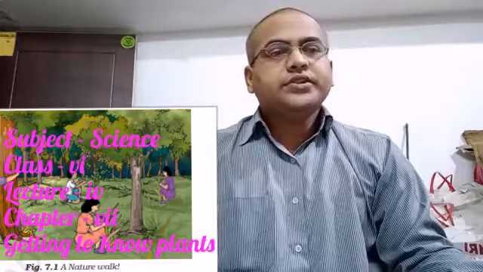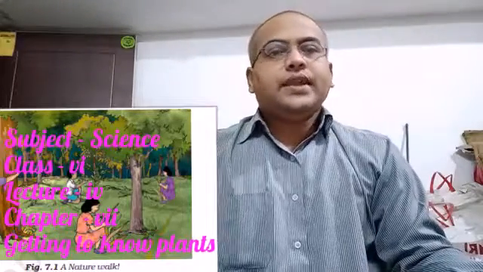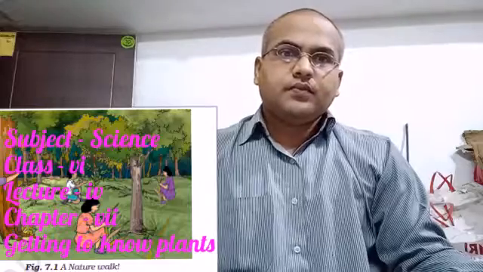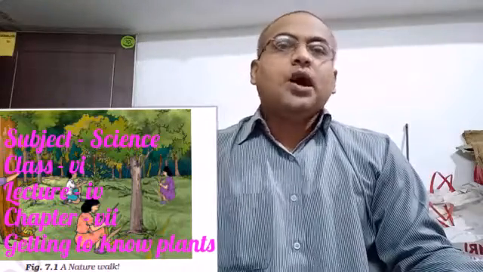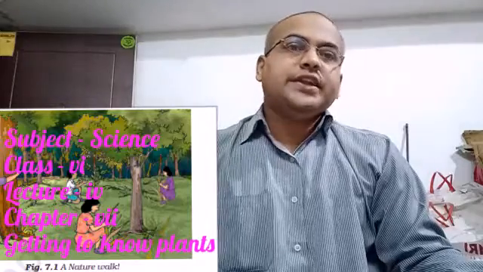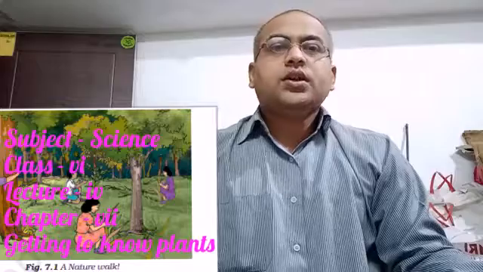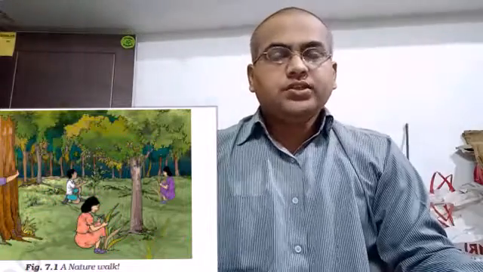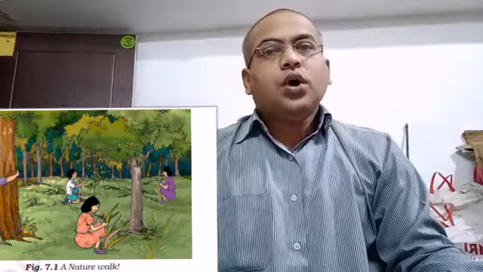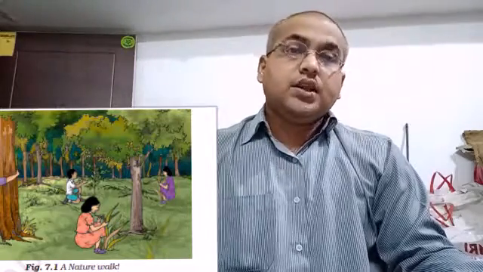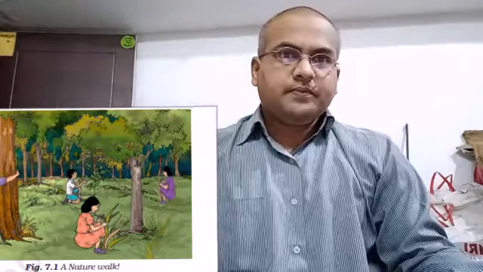Today, in this video lecture, we will discuss chapter 7, that is Getting to Know Plants. In the previous lectures, we had discussed different types of plants present in our surroundings, that is herbs, shrubs, trees, creepers and climbers. This all we had discussed. Now today we are going to discuss the root system.